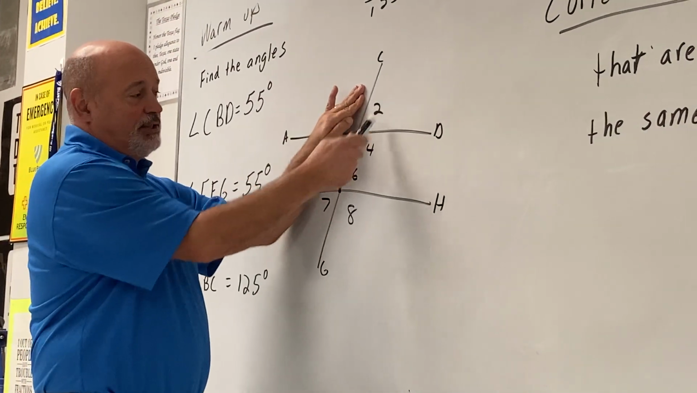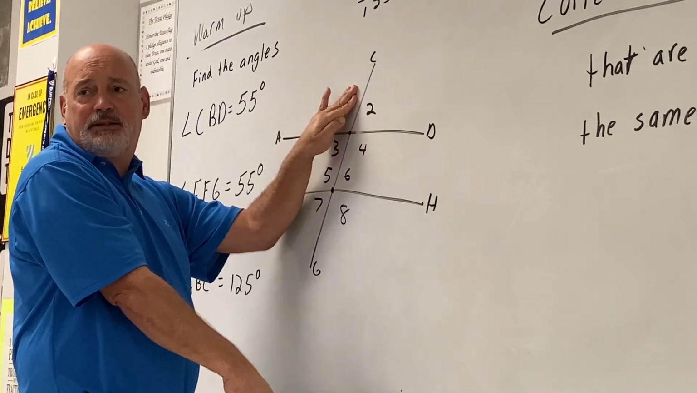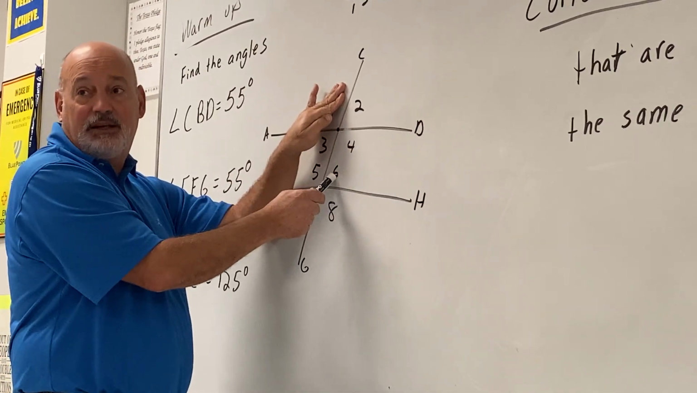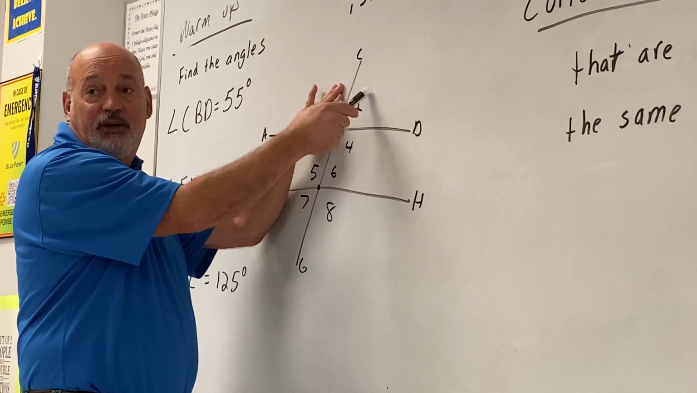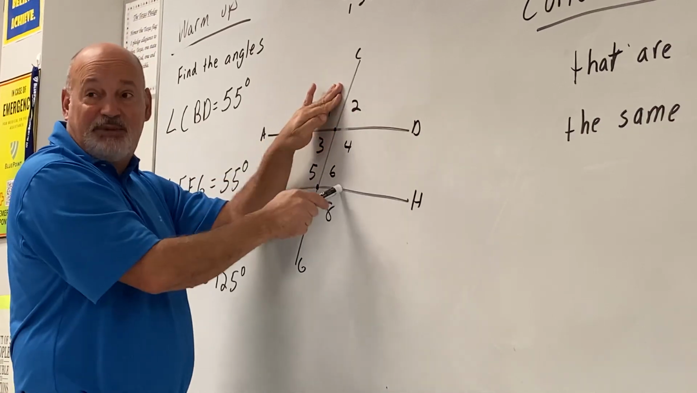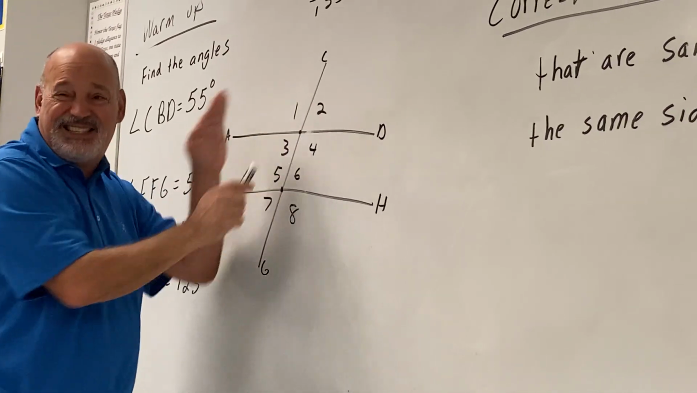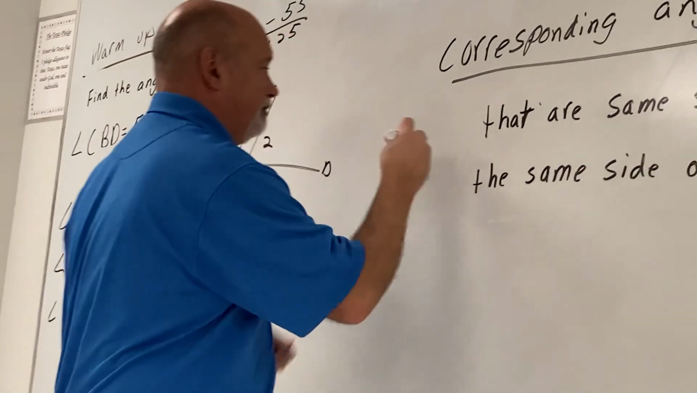All right. Are 2 and 4 the same size? No. Are 2 and 6 the same size? Yes, they're both little. Do you all agree? So they're both the same size and they're both on the same side of the transversal. 2 and 6 would be corresponding.